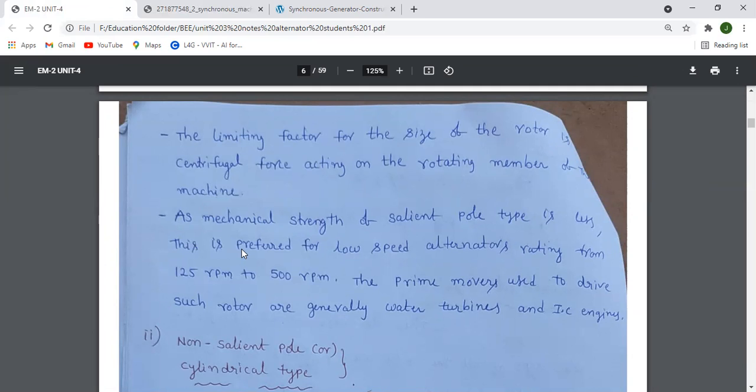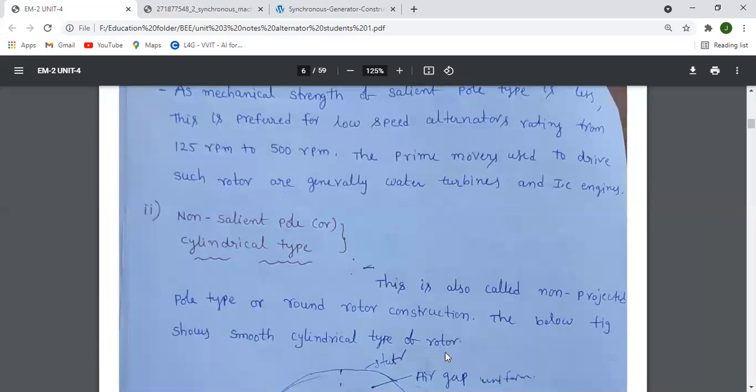As the mechanical strength of the salient pole type is lower, it is preferred for low speed alternators, rating from 125 revolutions per minute to 500 rpm. The prime movers used to drive such rotors are generally water turbines and IC engines.